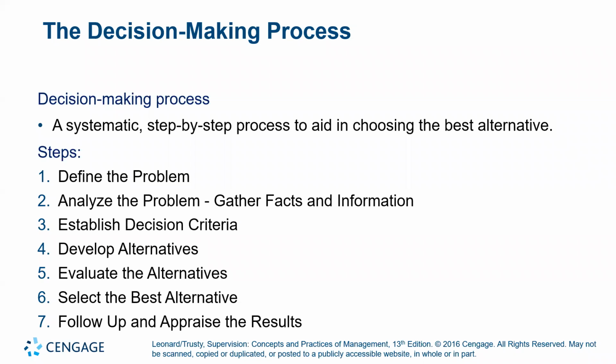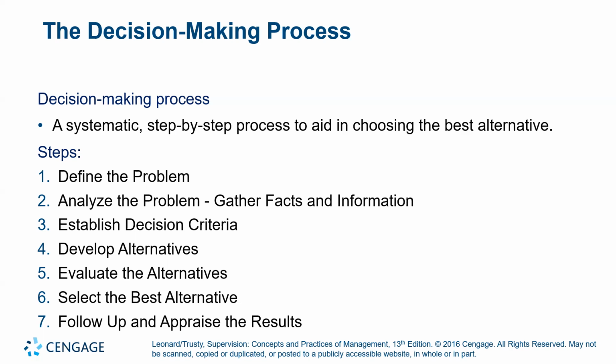There's not a single way, but this is a pretty good model for how to make decisions, especially in a systematic, step-by-step way. And so we start with defining a problem. In other words, what are we trying to accomplish? Then we analyze it, which really means gather facts. I think we've all met people who kind of just jump into problems without really getting a lot of facts about what's going on. And sometimes that doesn't work out so well.